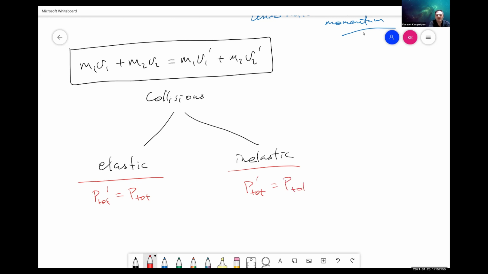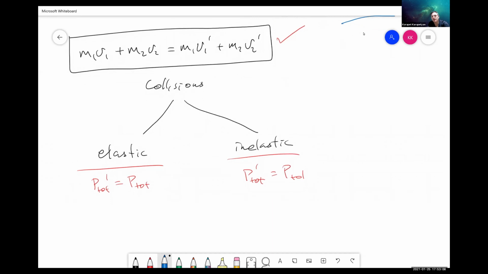That means this equation applies to both types of collisions. Momentum is conserved regardless of whether it's elastic or inelastic. Now, the difference between them is in terms of the energy of the system. Because when you look at the energy of the system, energy prime equals energy, that means energy after is equal to energy before for the elastic collisions. That means energy is conserved as well.